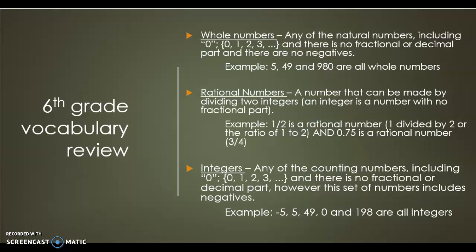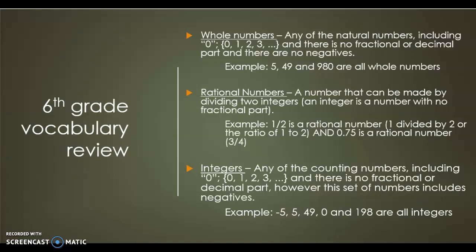So first things first, we're going to do a 6th grade vocabulary review, which would be most appropriate for my 6th grade pre-AP students, and just as a refresher course for my 7th pre-AP students. So as you see there on the screen, your whole numbers would be any of the natural numbers, including 0. So that would be 0, 1, 2, 3. And there, of course, is no fractional or decimal part, and there are no negatives with whole numbers, okay? So the example that I have here would be 5, 49, and 980 are all whole numbers, okay? So think counting numbers, but also including the number 0.